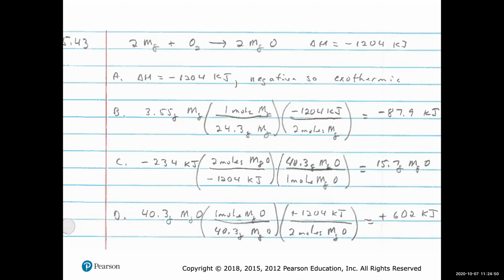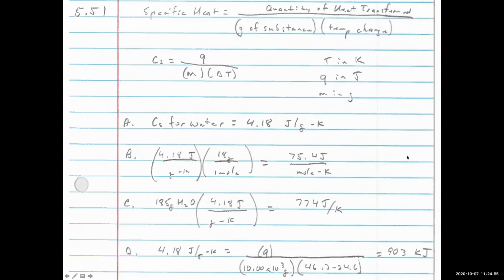Okay, let's do another homework problem. Okay, 551. So in 551, it's another specific heat type problem. So what is the specific heat of liquid water? So that's one of those things that you just look up. So the specific heat of water is known. It's 4.18 joules per gram Kelvin.